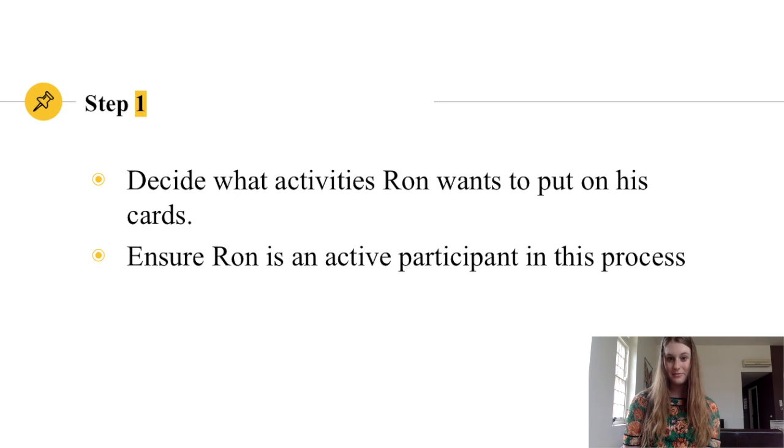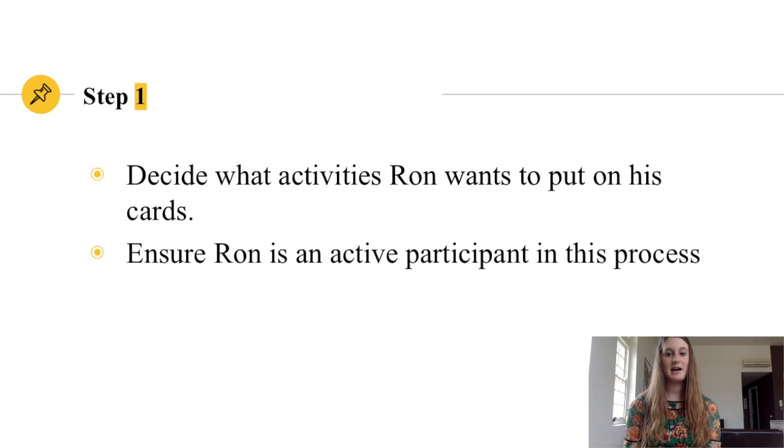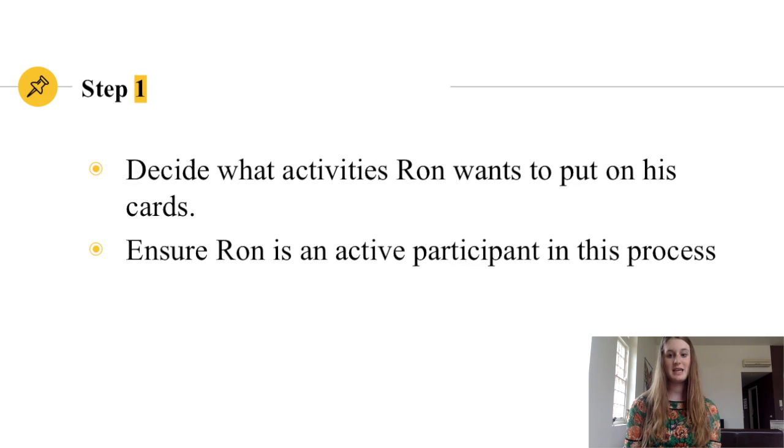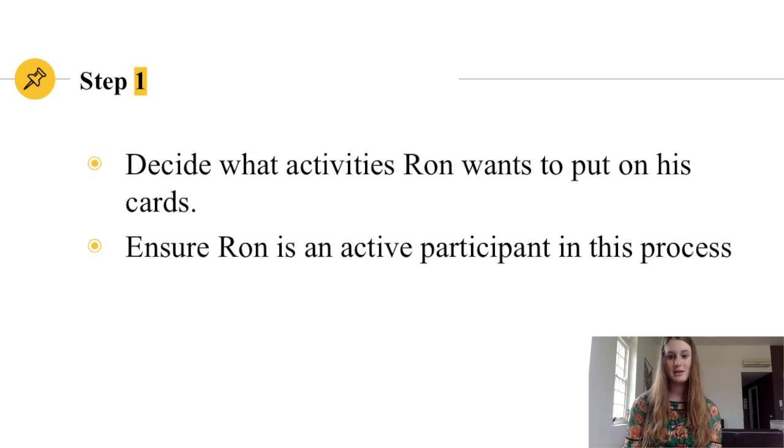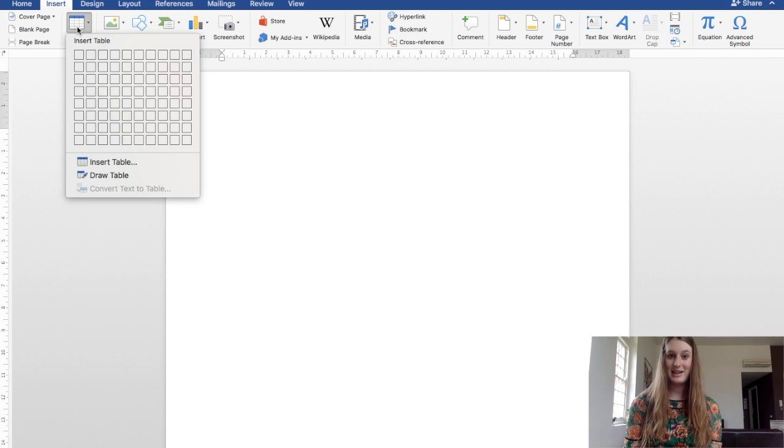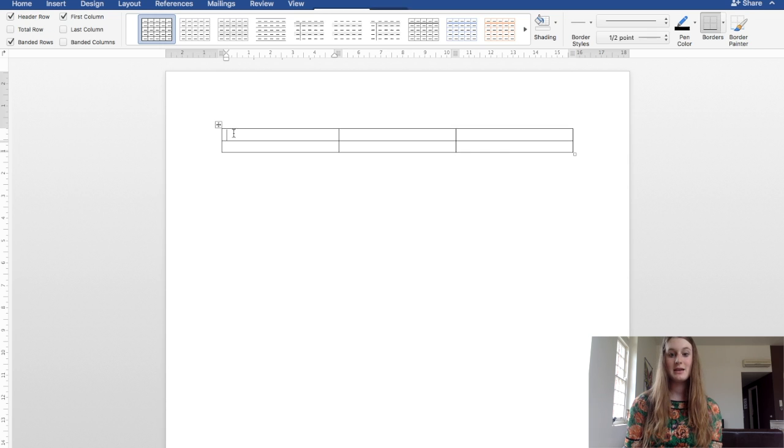So, how to make them? First of all, you need to decide with Ron what activities he would like to put on his cards. Ron needs to be an active participant within this process, and he could potentially think about what activities he does regularly, what he enjoys doing, or what he has the most difficulty communicating.